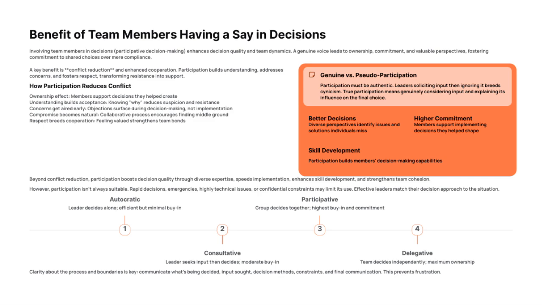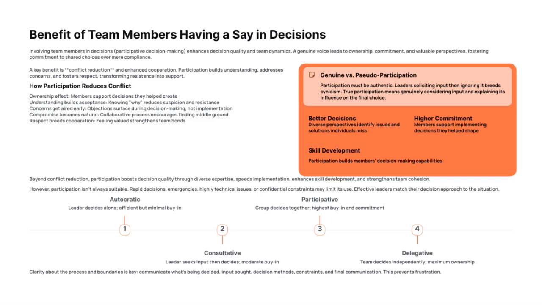When it comes to decision-making styles, the team can decide independently, which fosters maximum ownership and is known as a delegative approach. This is where team members have the autonomy to make decisions on their own. Alternatively, the group can decide together, which encourages the highest level of buy-in and commitment. We call this participative decision-making because everyone has a voice.